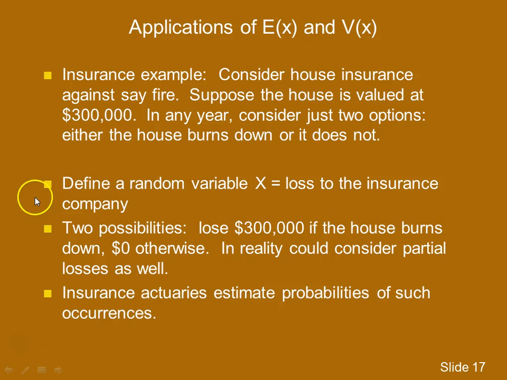Let's define a random variable x to be the loss to the insurance company. So we have two possibilities here. If the house burns down, we'll assume the insurance company is out $300,000. We'll assume it's a complete loss. If the house doesn't burn down, then the insurance company is out nothing. Their loss is 0. Insurance companies hire people known as insurance actuaries who do a lot of the work estimating probabilities on such things.